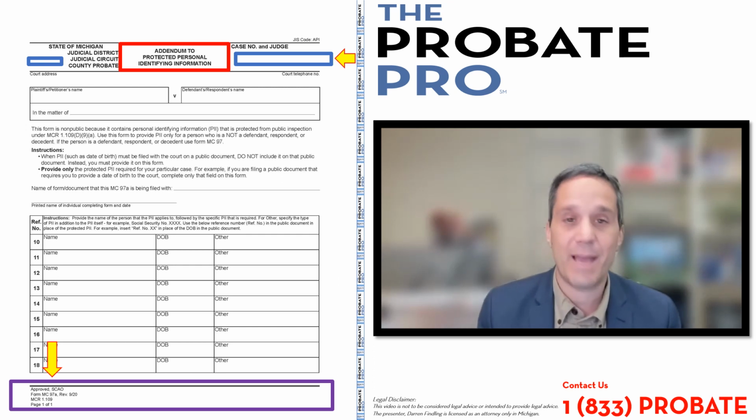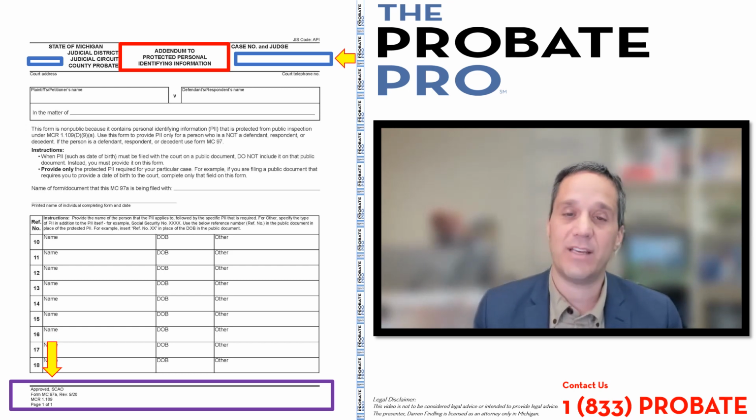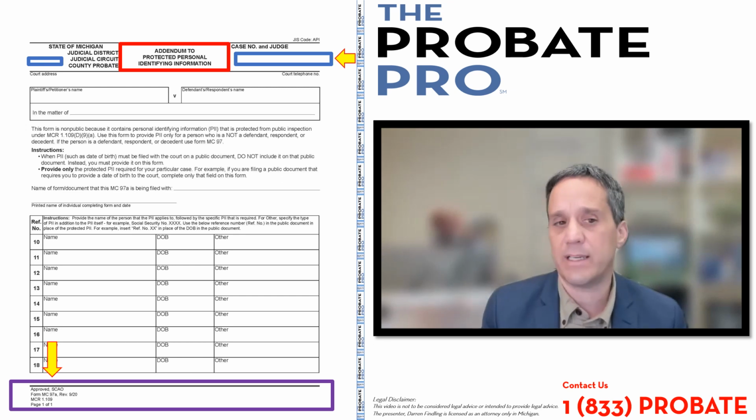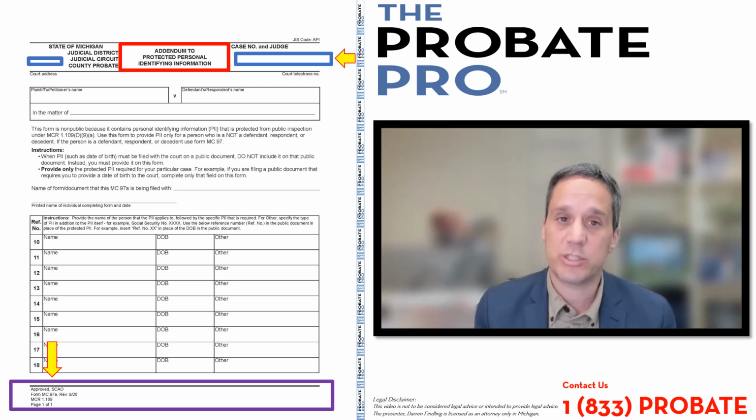It is Form MC 97a, and it is defined under court rule MCR 1.109. This form is used in most of the initial filings. There's going to be a Form MC97, which is the Protected Personal Information form, and then the addendum to the form, which is the form we're now looking at. If you've got questions about the MC97 form, I provide the form and an instructional video in a separate link.